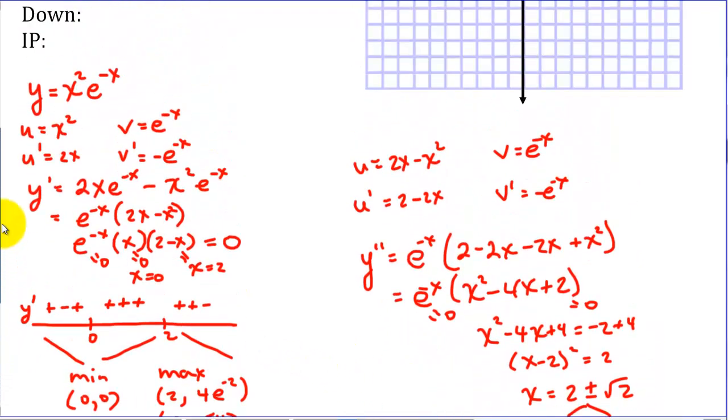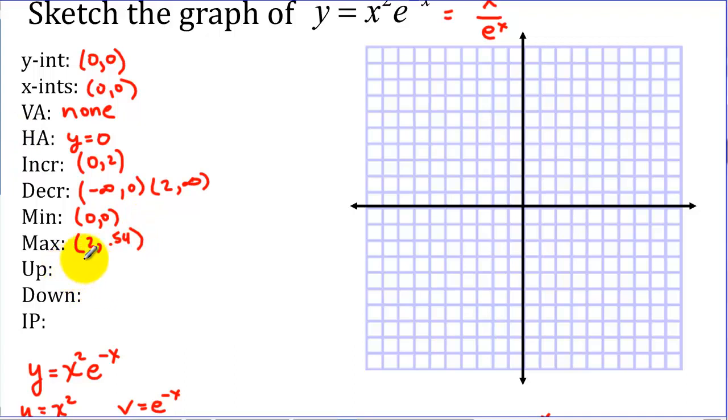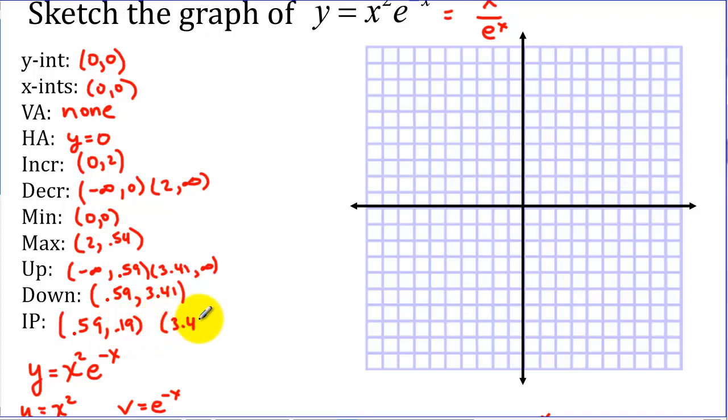So again, we are concave up from negative infinity to 0.59, and then again from 3.41 to infinity. We're concave down from 0.59 to 3.41, and we have inflection points at 0.59. And if I plug that back in up here to get my y value, I get about 0.19. And if I plug in the 3.41 up there, I get 0.38.